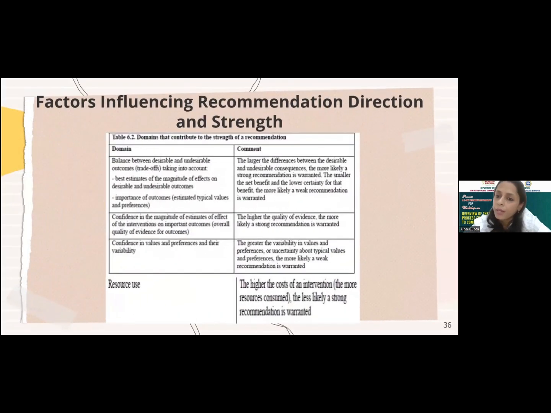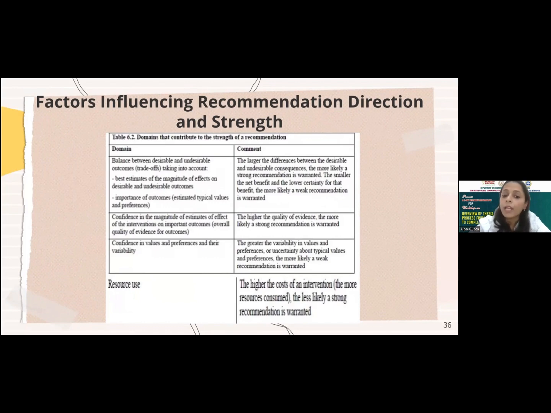So what are the factors which guideline makers or the policy makers consider while making the recommendation? Number one, the most important factor is the balance between the desirable and undesirable effects, meaning the good and the bad, harmful effects. Number two is your quality of evidence. Quality of evidence is secondary to your desirable and undesirable effects.